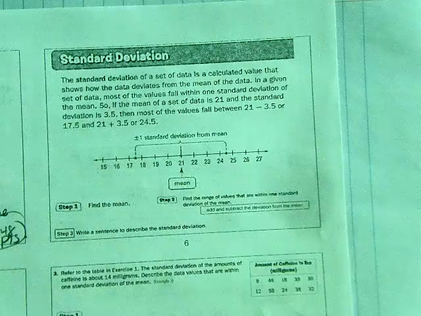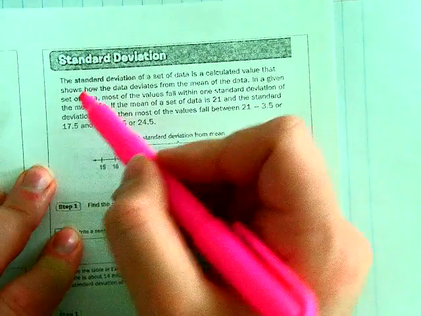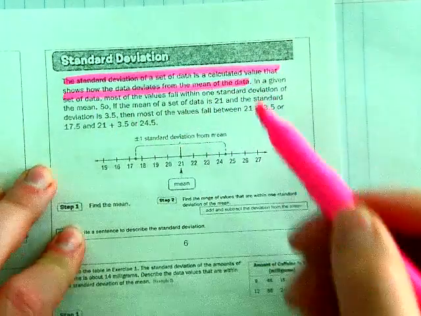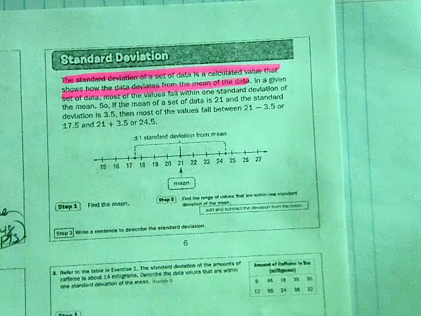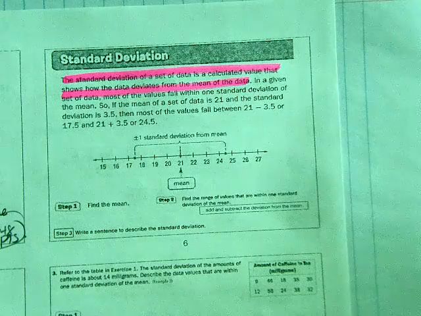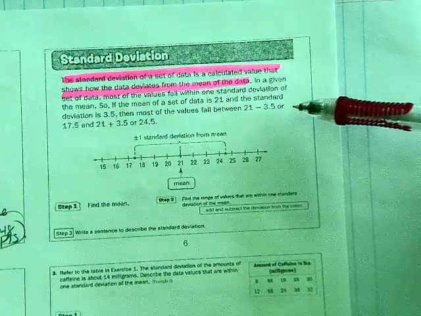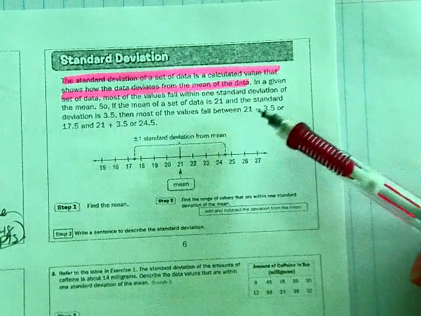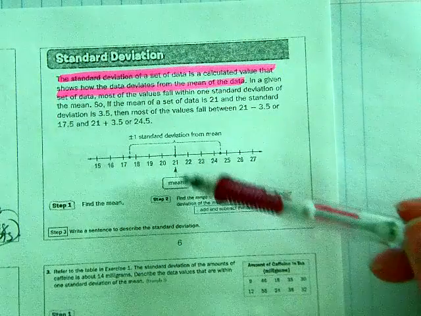Another vocab word, the standard deviation of a set of data is a calculated value that shows how the data deviates from the mean of the data. In a given set of data, most of the values fall within one standard deviation of the mean. So they're close, that means. So if the mean of a set of data is 21 and the standard deviation is 3.5, then most of the data values fall between 21 minus 3.5 and 21 plus 3.5. So it shows you a nice visual of that.